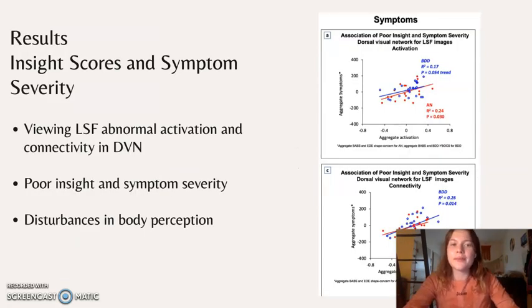When viewing low spatial frequency images, multivariate analyses showed that abnormal activation and connectivity in the dorsal visual network had associations with poor insight and symptom severity for AN and BDD. This abnormal activity and connectivity could underlie disturbances in body perception and body disorders in both disorders.